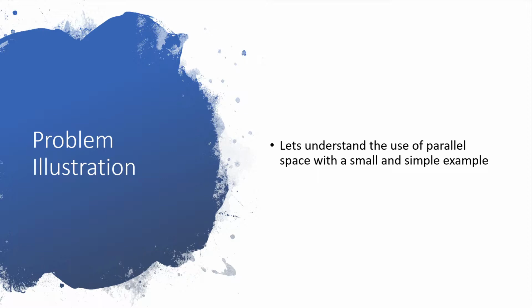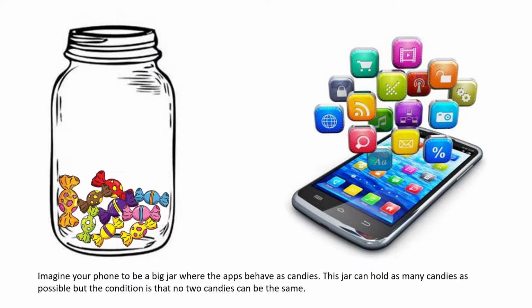Now let's understand the use of Parallel Space with a small and simple example. Imagine your phone is a big jar where the apps behave as candies. The jar can hold as many candies as possible, but the condition is that no two candies can be the same at a time. In the real sense, you cannot install the same app twice in your mobile phone.